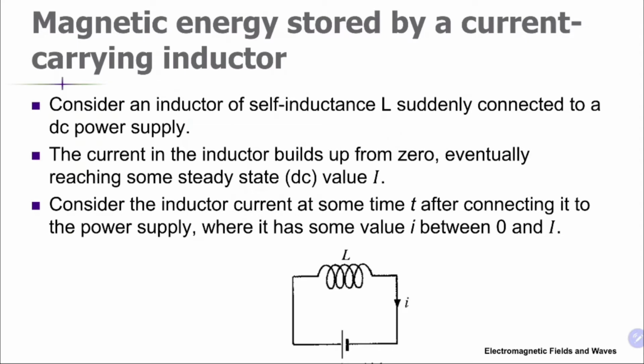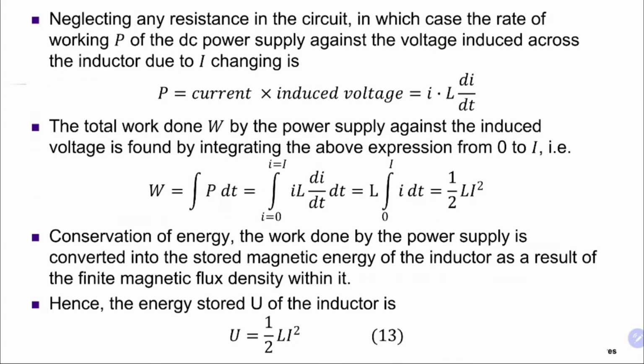Just like our capacitor, where we were looking at from 0 charge to Q charge, here we're looking at from 0 current to I current, from the initial conditions to the current I. Again, we neglect the resistance in the circuit just to make things simpler. So the power is equal to current times the induced voltage, P equals IV, and the voltage induced in the inductor is equal to L di by dt, and the current is the current flowing in the circuit.